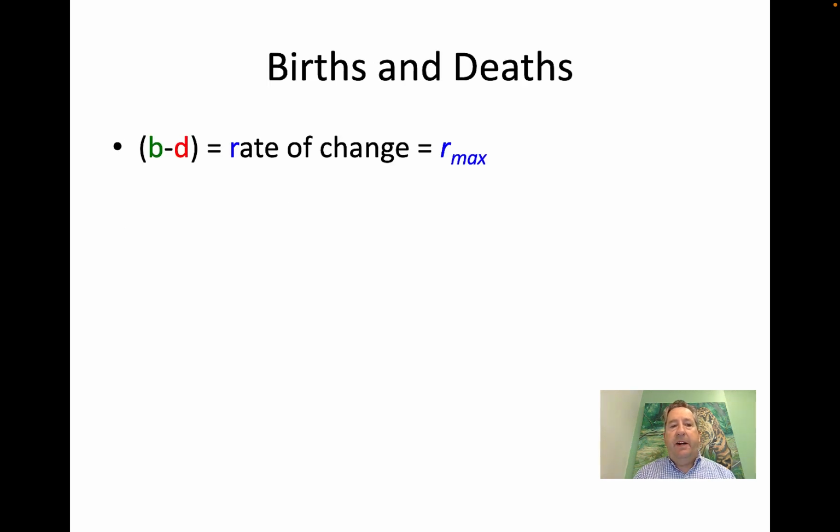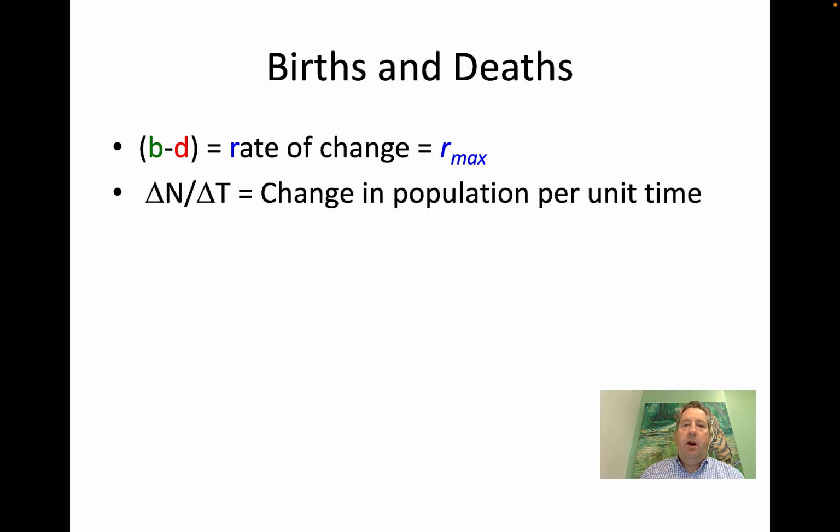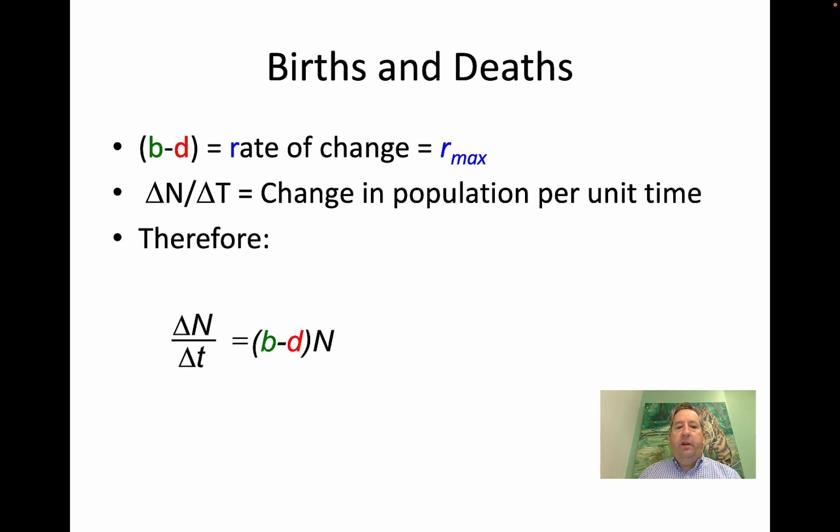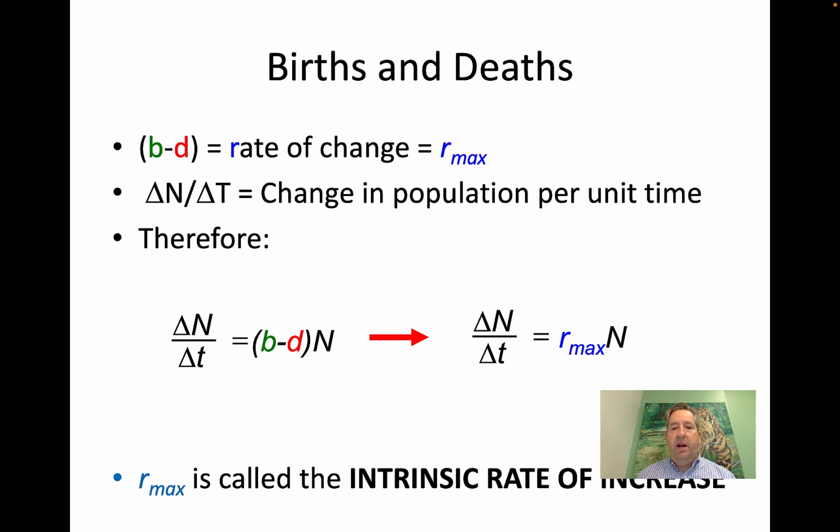So if we want to simplify this, we can simplify b minus d down to a single variable that we're going to call Rmax. And if we look at our Rmax and we want to figure out delta n over delta t, we can take that equation that we had, b minus d times n, and now substituting Rmax for b minus d, we simplify that down to Rmax times n. So that's our change in population in a given time period. And Rmax is called the intrinsic rate of increase.